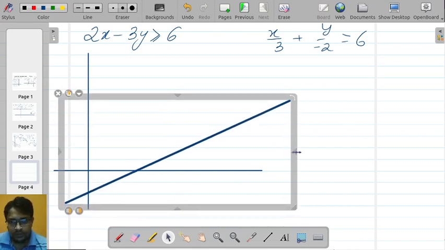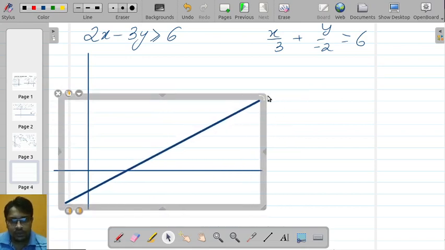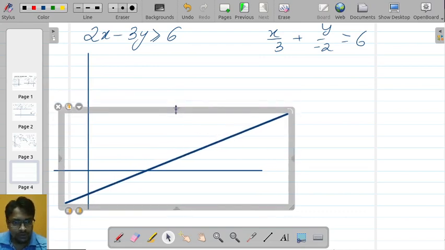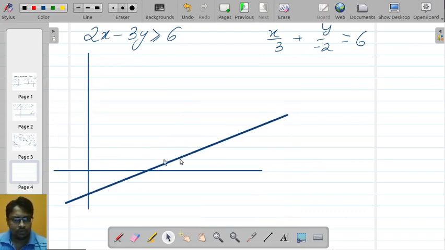Okay, I wanted this, yeah. So almost, say x by 3 and y by minus 2 is equal to 6. So this is the line which is represented by the equality.